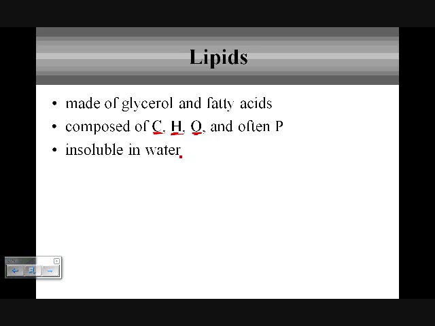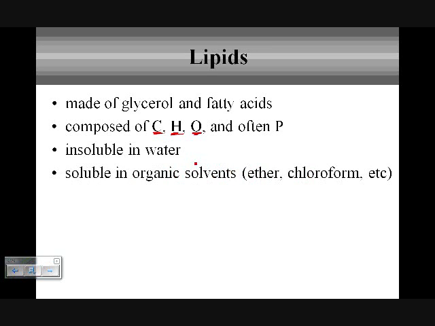We know that lipids are insoluble in water, oil and water. They don't mix, they separate, right? But they are going to be soluble in organic solvents, ether, chloroform, stuff like that.